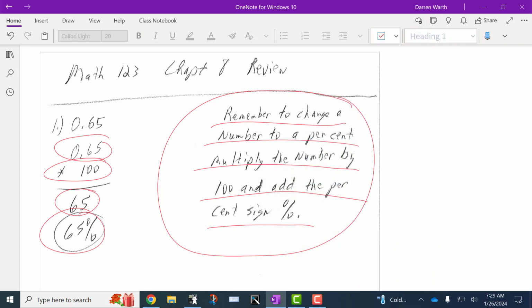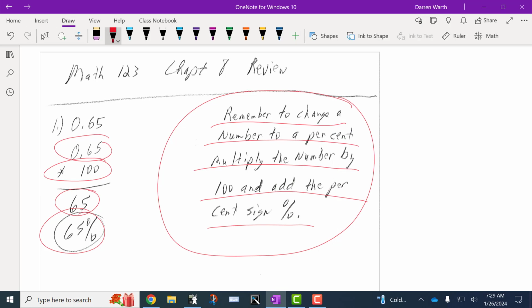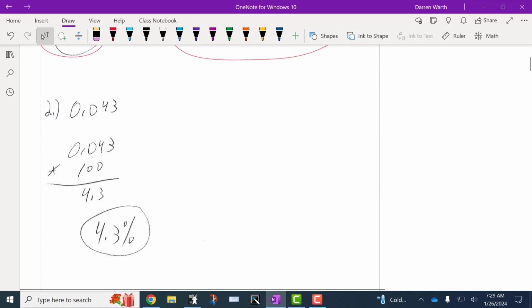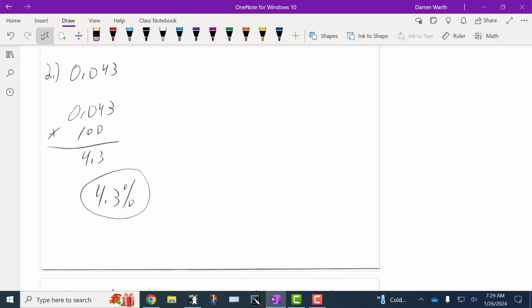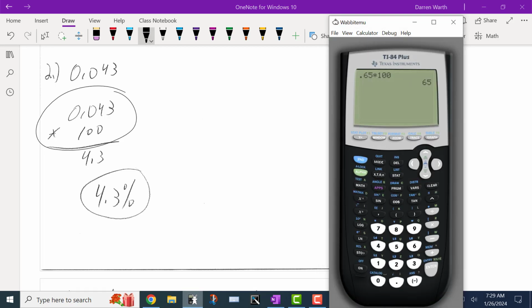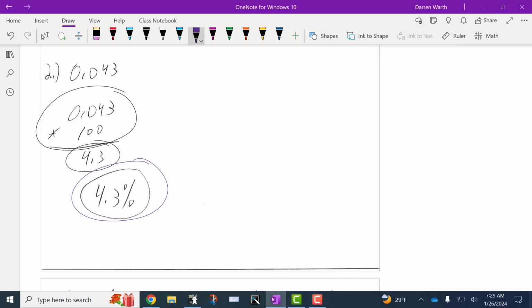Now on this next problem, same thing. We're going to take our 0.043 and multiply that by 100. So grab your calculator and take 0.043 times 100. You get 4.3, and then once you've got your answer, just add the percent sign to it, and your answer is 4.3%.